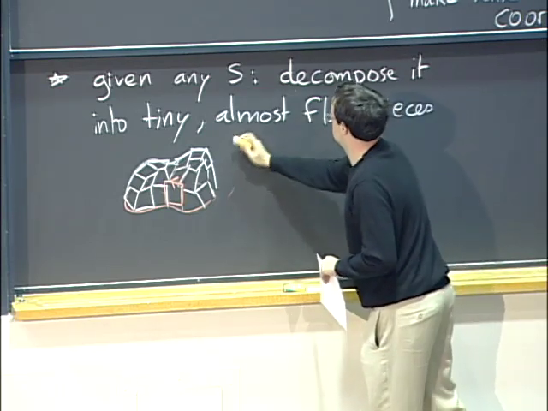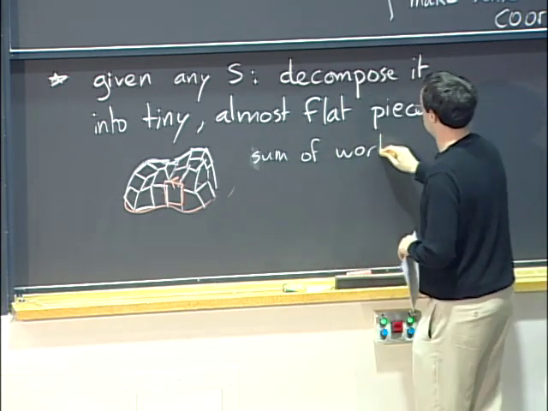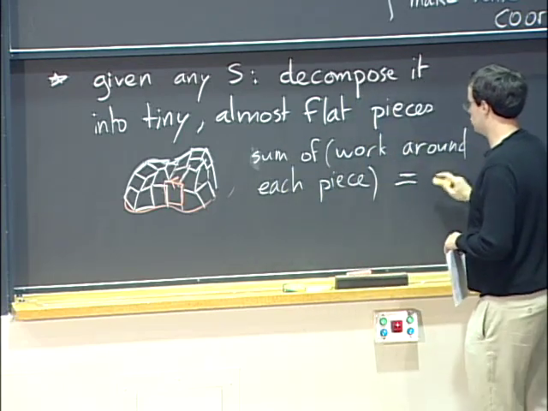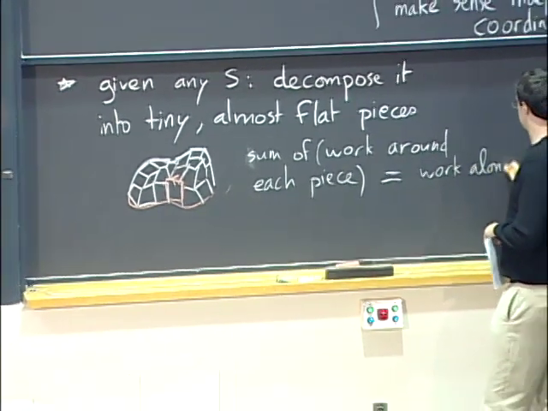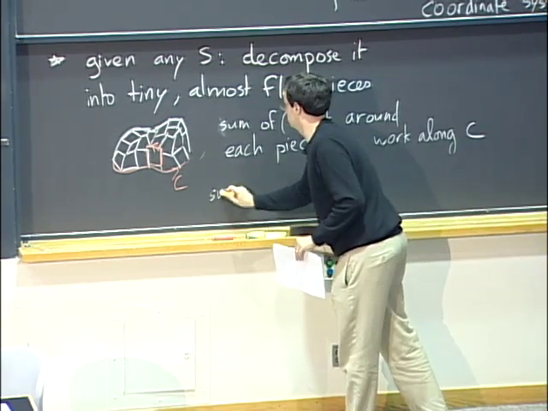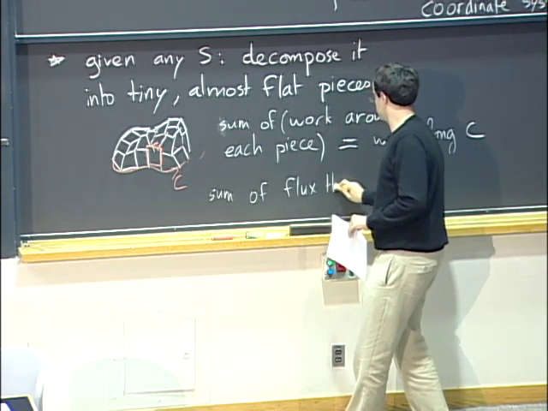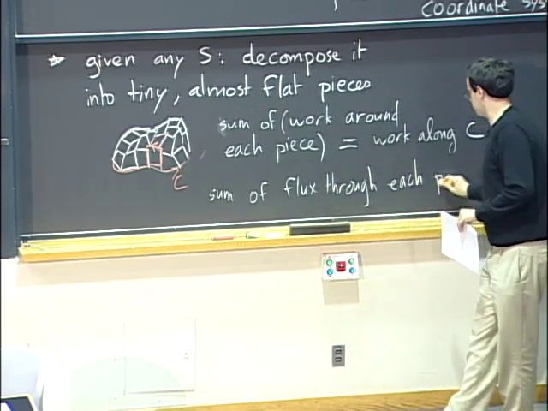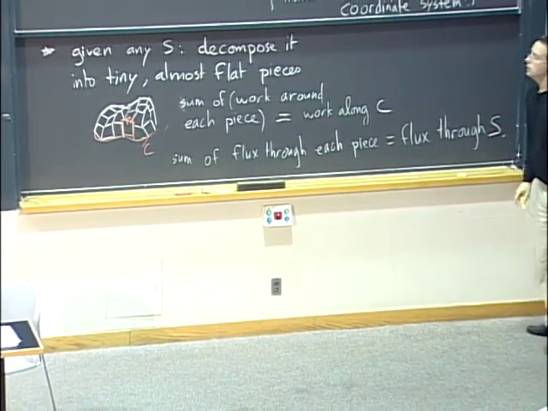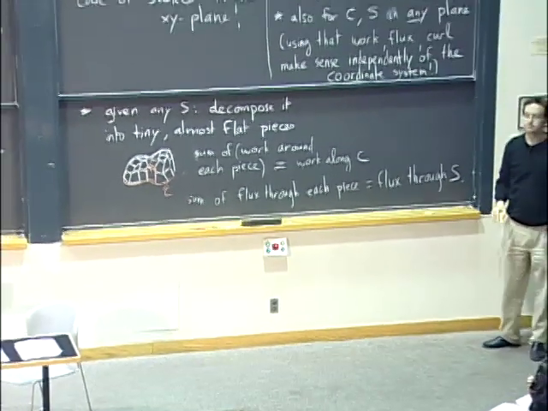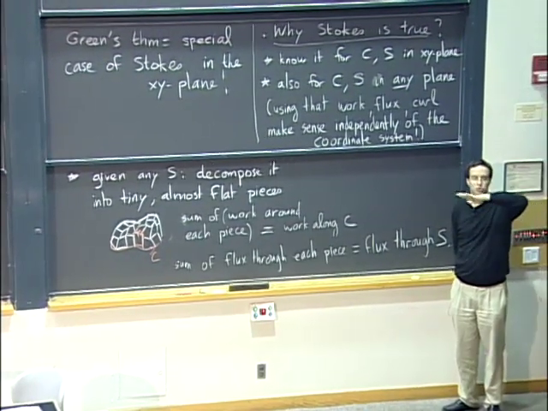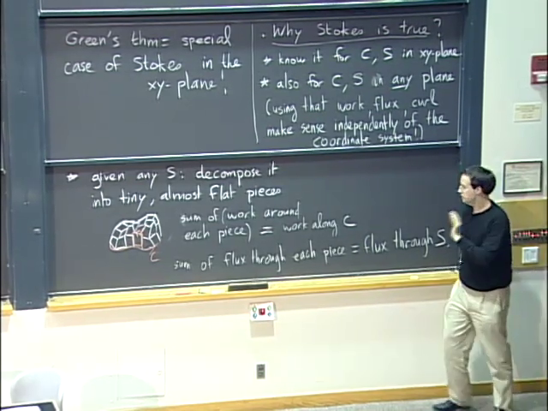Okay, so the sum of work around each little piece is just actually the work along C, the outer curve. And the sum of the flux for each piece is going to be the flux through S. So from Stokes' theorem for flat surfaces, I can get it for any surface. I'm cheating a little bit because you'd actually have to check carefully that this approximation where you flatten the little pieces that are almost flat is valid. But trust me, it actually works.